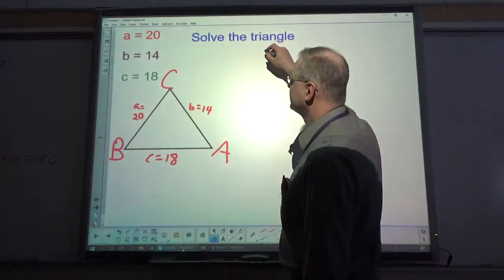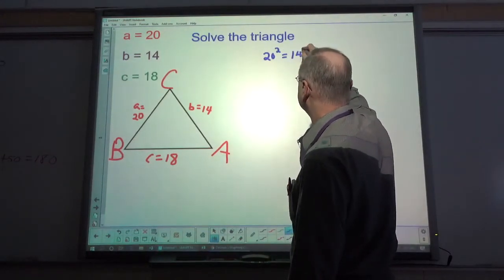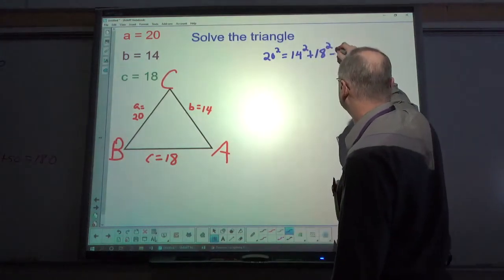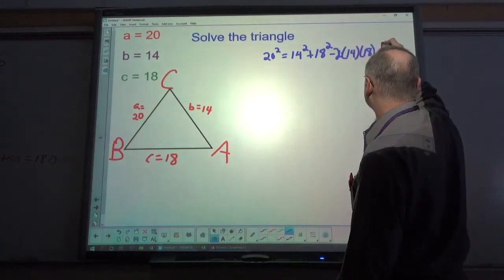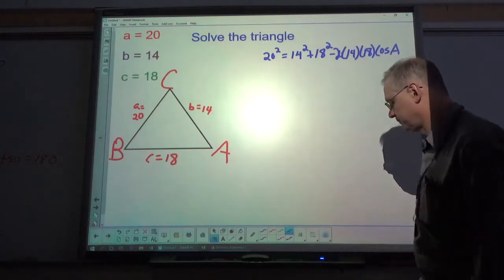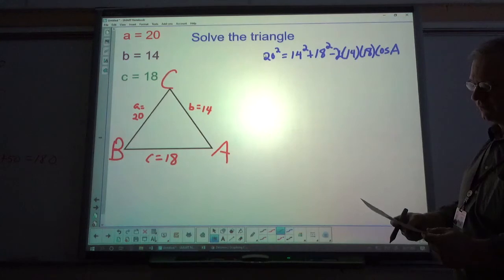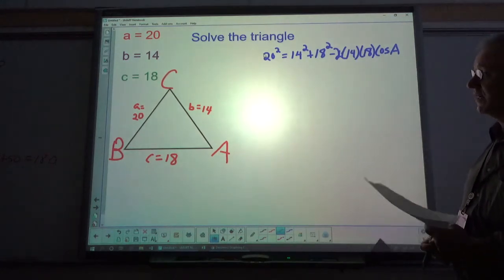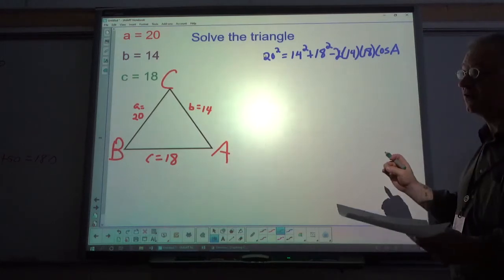So let's see, 20 squared equals 14 squared plus 18 squared minus 2 times 14 times 18 cosine of angle A. That's where I'm starting. Now, if you're going to use law of cosines twice, which I'm going to do on this example, you could use law of sines, but I'm going to use law of cosines.